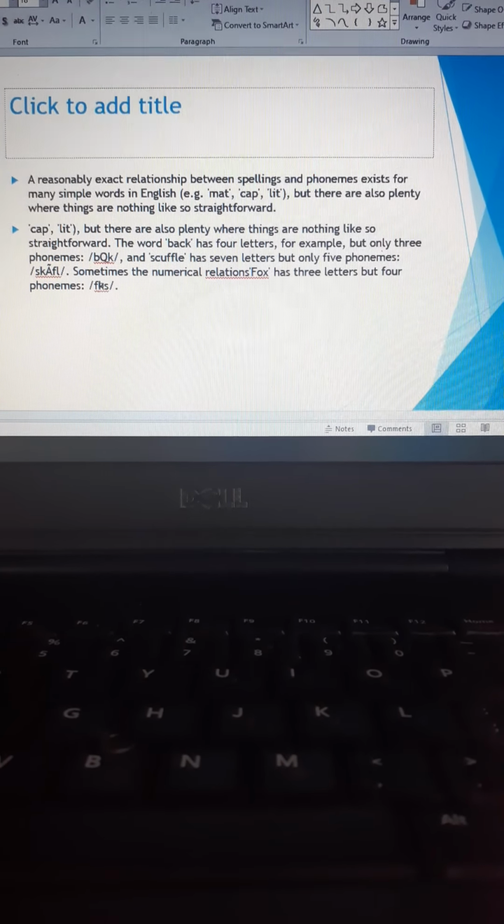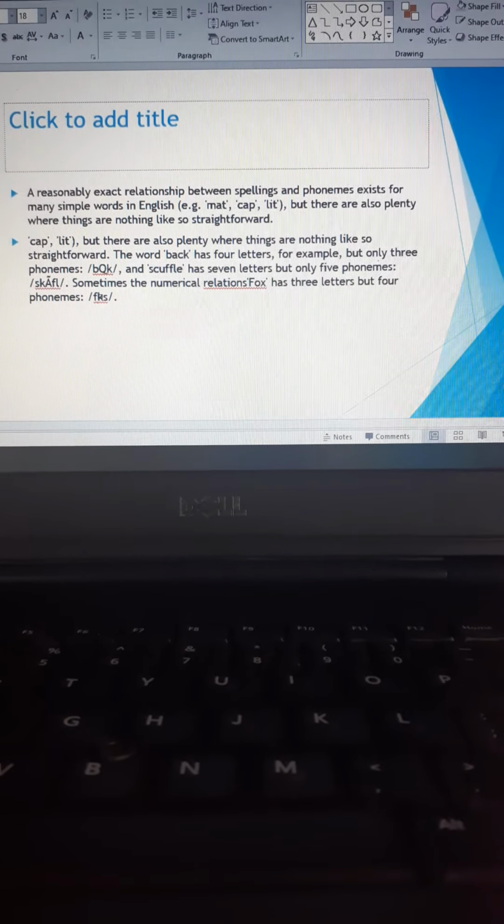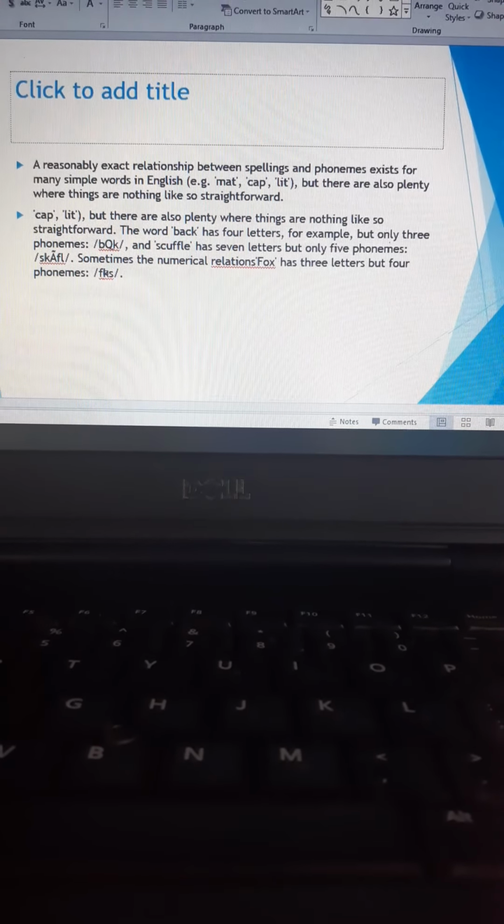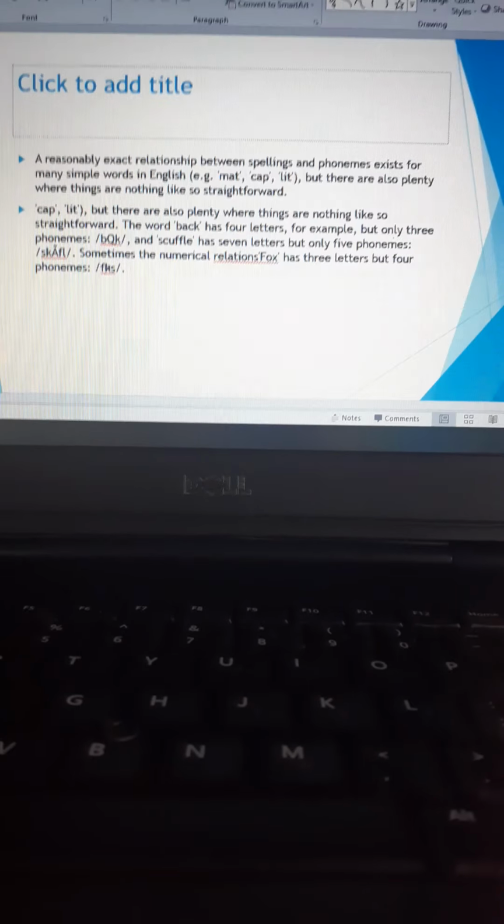Scalpel has 7 letters, but only 5 phonemes. Sometimes the numerical relationship goes the other way: fax has 3 letters but 4 phonemes.